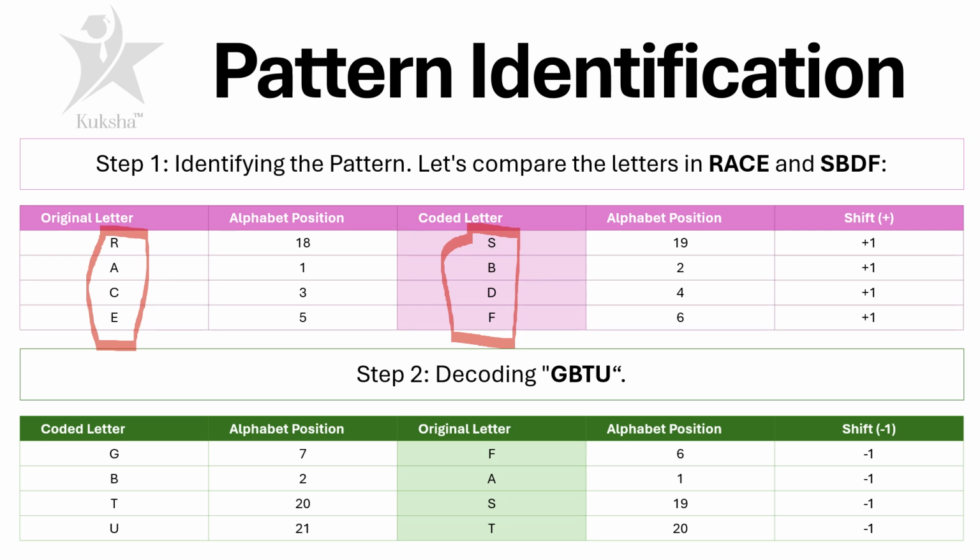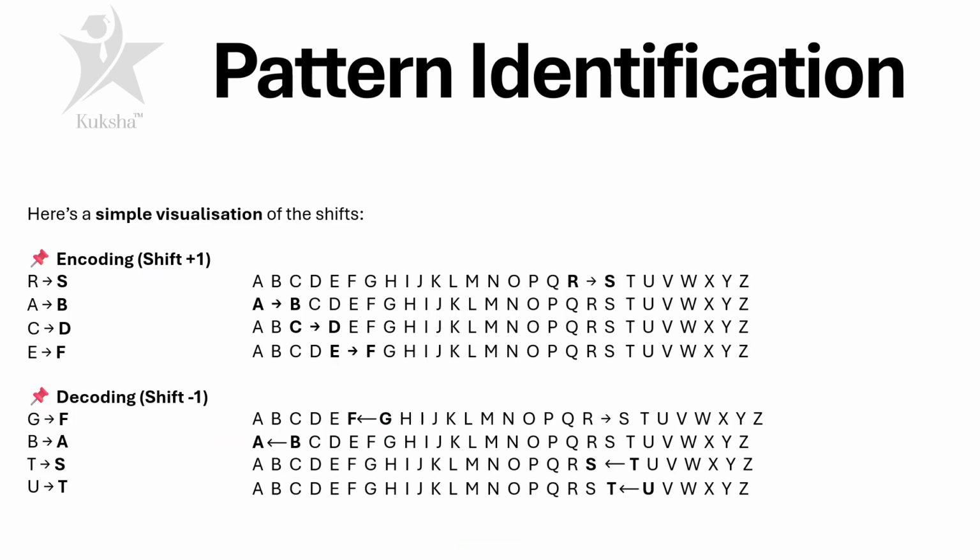Similarly, with B, going backwards, what comes before B is A. T, what comes before T is S. U, what comes before U is T. So in decoding, GBTU corresponds to FAST, and that's option A, and this is how we derived our answer, which is option A, FAST.